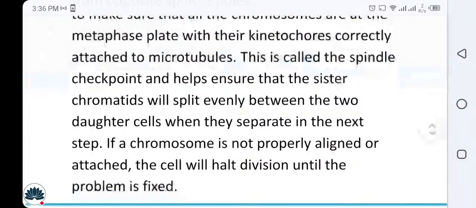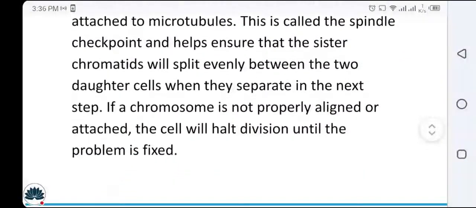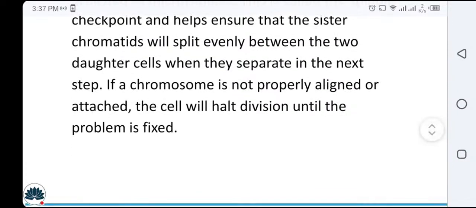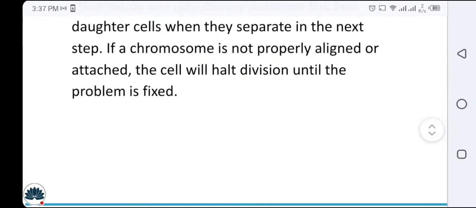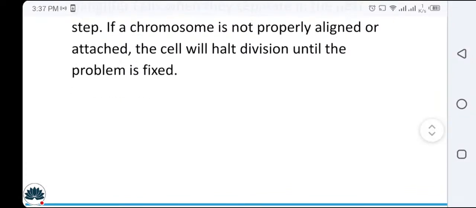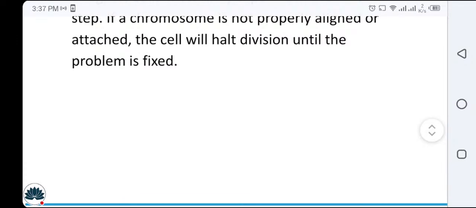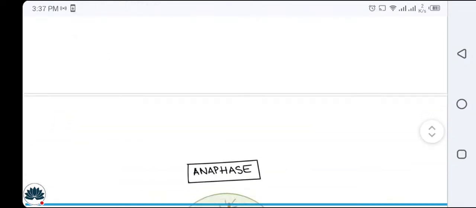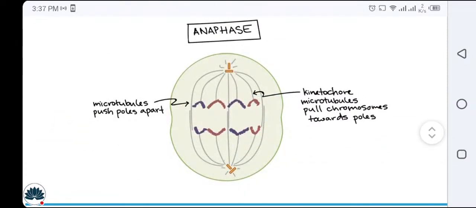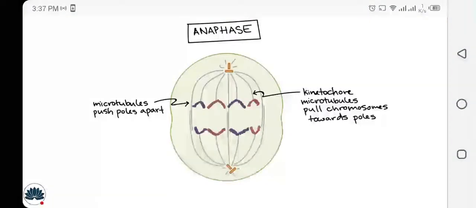This is called the spindle checkpoint and helps ensure that the sister chromatids will split evenly between the two daughter cells when they separate in the next step. If a chromosome is not properly aligned or attached, the cell will halt division until the problem is fixed. Alright, so moving towards the anaphase. In the anaphase, you can see that the microtubules push apart, and this is how the chromatids are separated, with equal distribution, so that they are identical to each other.